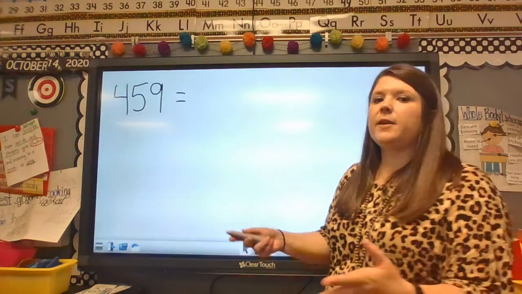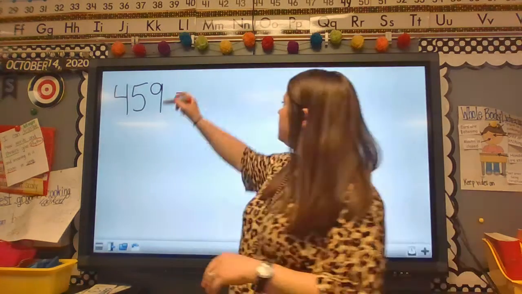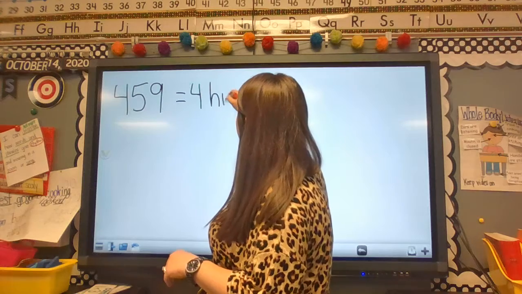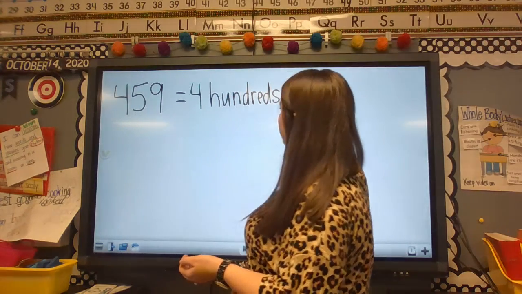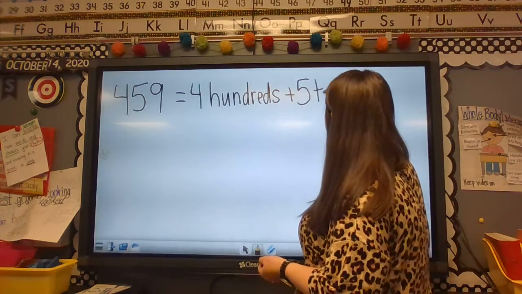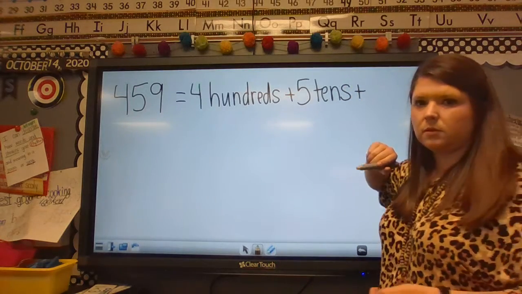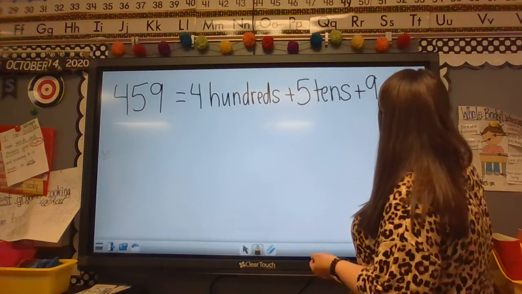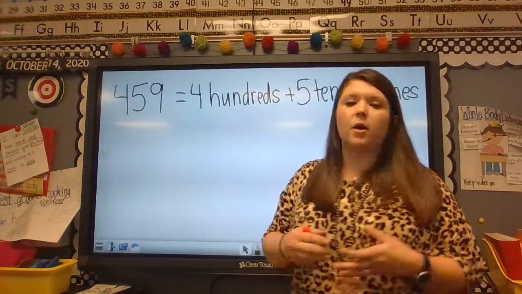All right, let's go ahead and check. So here, how many hundreds do we have? We have 4 hundreds. How many tens do we have? 5 tens. And how many ones do we have? 9 ones. All right, so let's go back and look at the value of each digit.